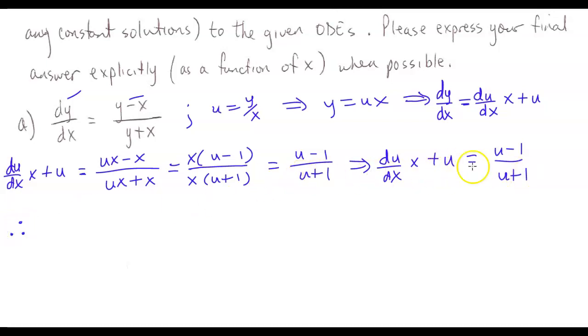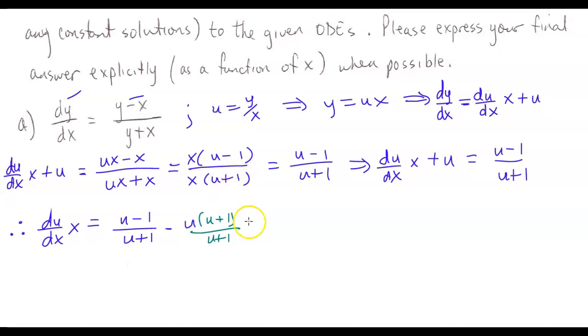So here I'm going to subtract u from both sides. So I'll have du over dx times x equals u minus 1 over u plus 1 minus u. And here, since I'm going to need to subtract both of these, I'm going to need like denominators. So what we can do is force that to happen by multiplying the numerator and denominator of this particular fraction by u plus 1, because the u can be understood as u divided by 1.